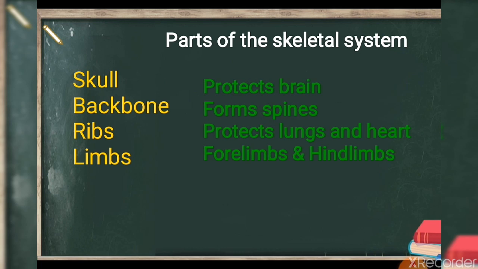Ribs protect the lungs and heart. Our heart and lungs are very important and vital organs of our body. The ribs are covering and protecting them. Limbs: you all know that we have four limbs, two forelimbs and two hind limbs. Okay, let us discuss.